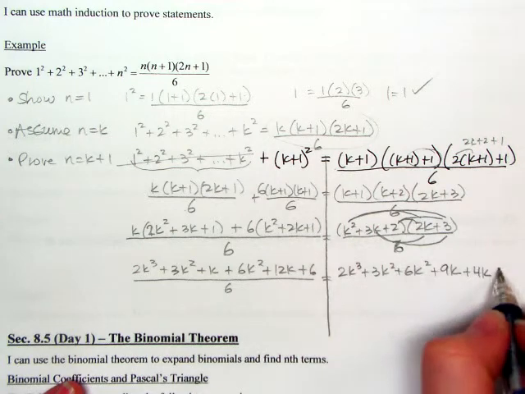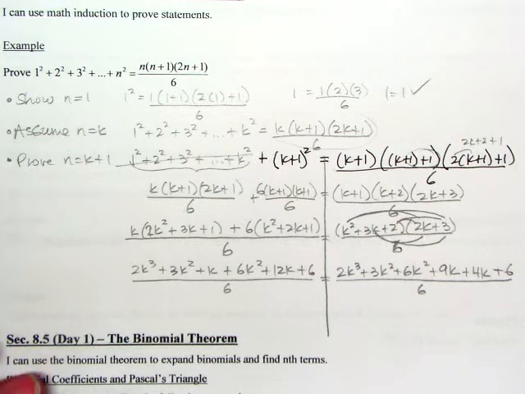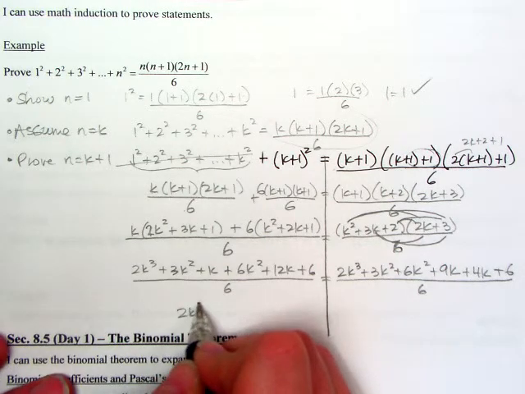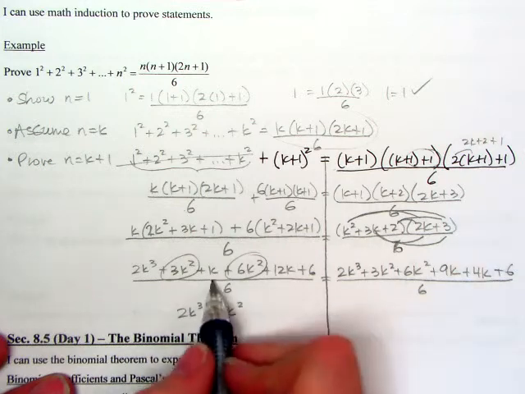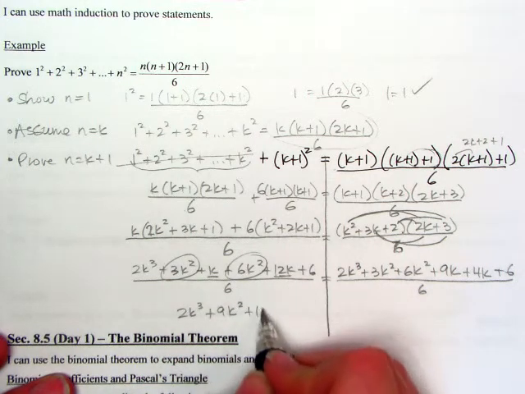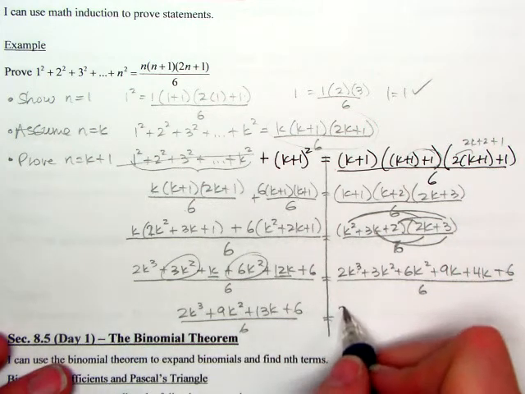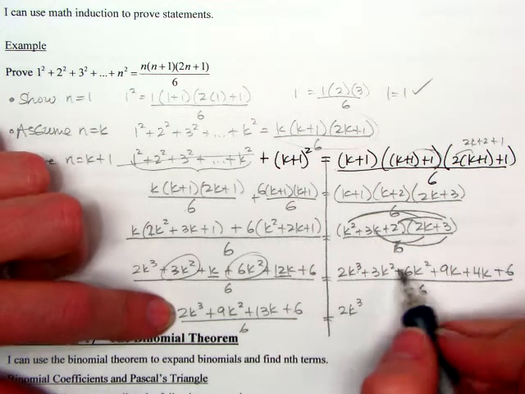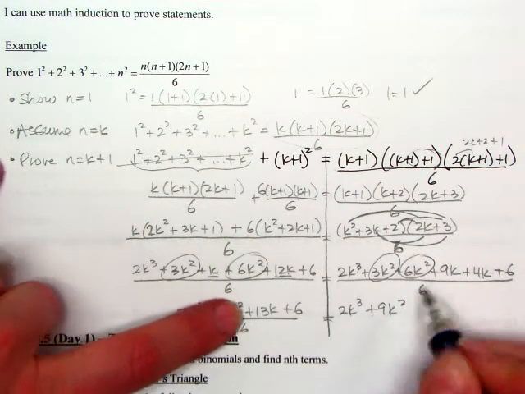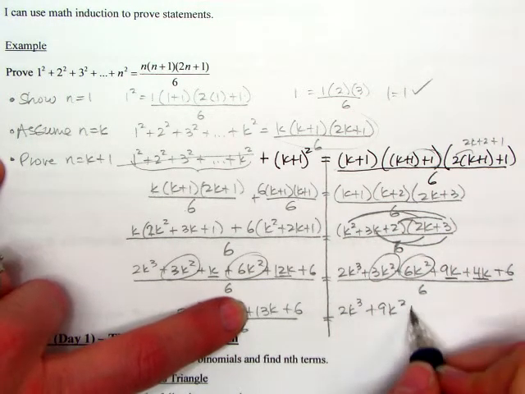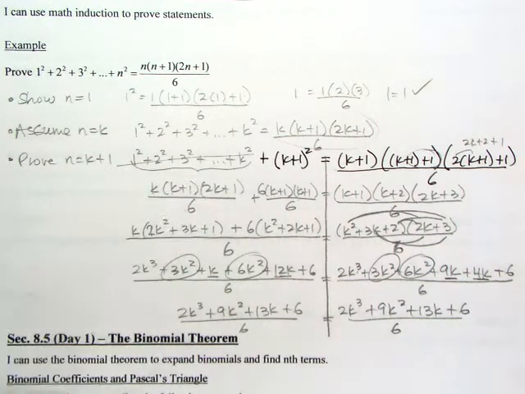4k, and 6. Now just rearrange and add like terms, and hopefully the left side looks like the right. So 2k cubed, I got a squared and a squared for 9. I've got a 1k here and 12 there, makes 13, and a 6. This side I got my 2k cubed, so far so good. I've got a 3k squared and a 6k squared, that makes 9. I've got 9k and 4k, that makes 13, and plus 6. So I matched this side to that one.